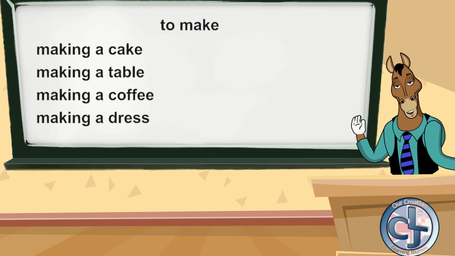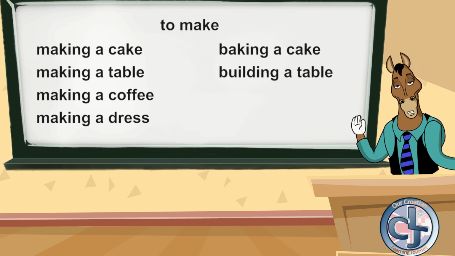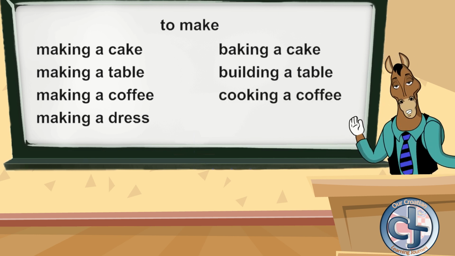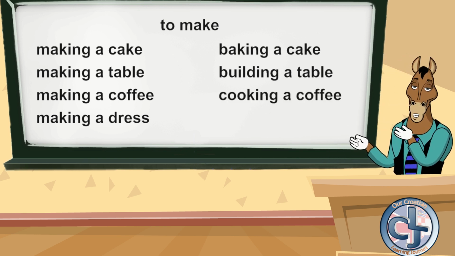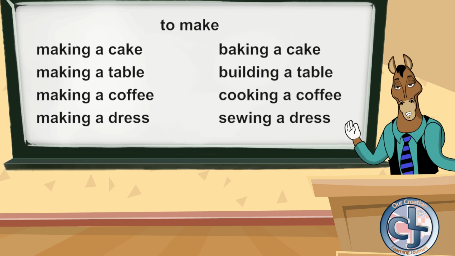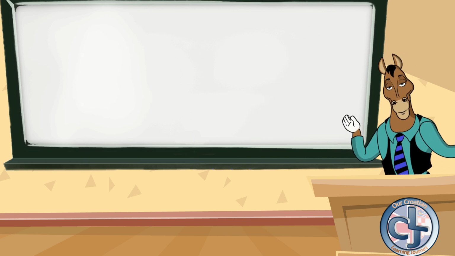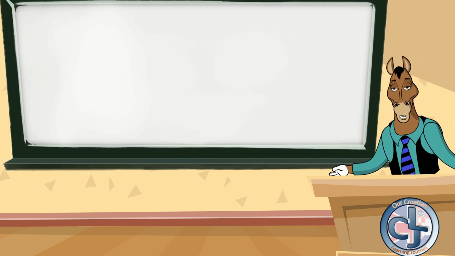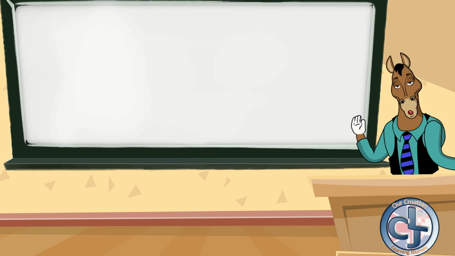In Croatian, I would be baking a cake, building a table, cooking a coffee. This is because it involves boiling a jug and brewing, or dissolving the coffee, sewing a dress. So, when you are wanting to use a verb, think about the actual action that is taking place.